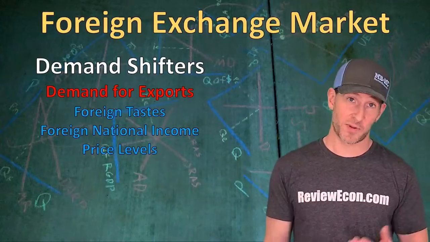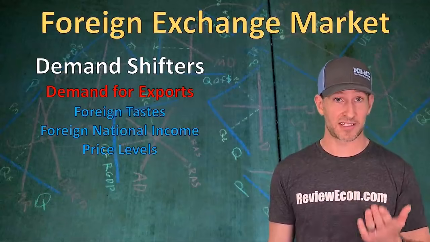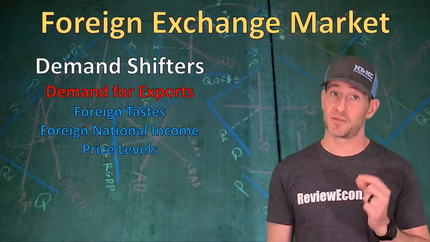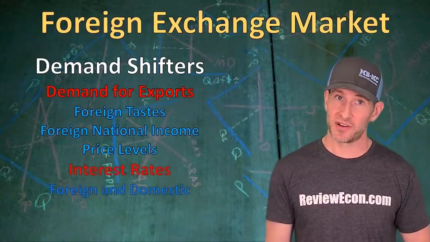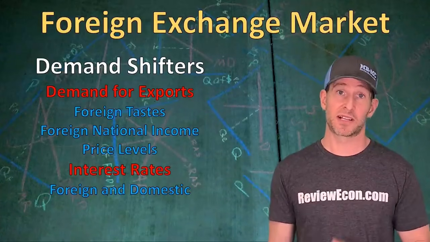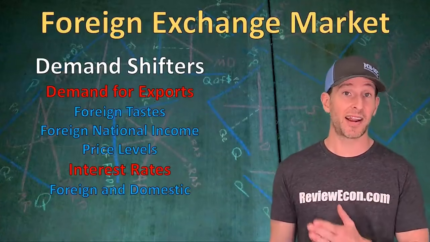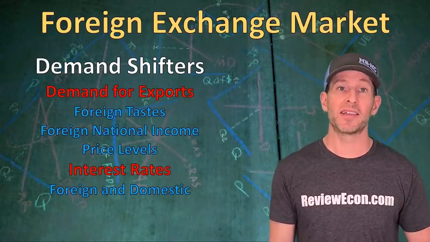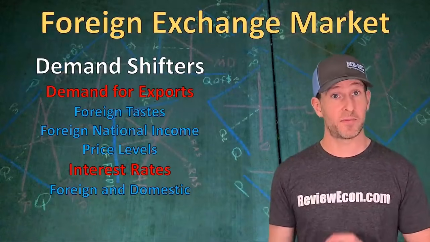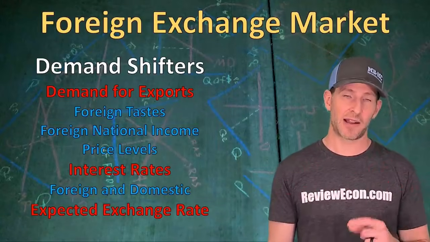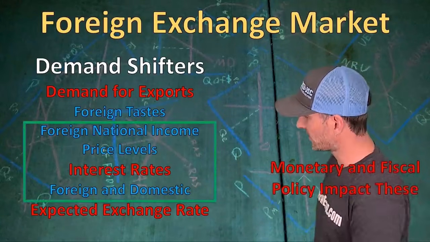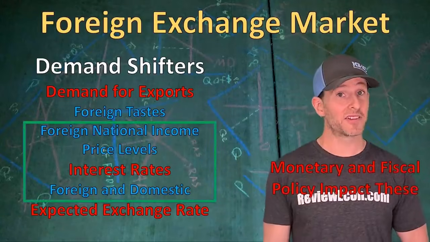Next, we have price levels, both domestic and foreign. If our price level falls, then foreign people will demand more US dollars to buy our cheaper US goods. Interest rates also impact the demand for US dollars because foreign investors will seek higher rates of return. When interest rates are high in the United States, foreign investors demand more US dollars. And the last one is the expected future exchange rate. I would like to note that these ones here are impacted by monetary and fiscal policy.